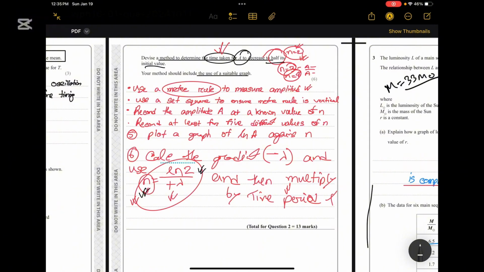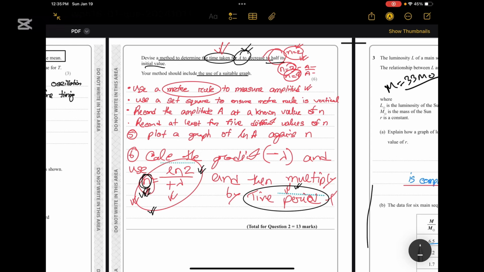And why did I multiply with the time period? If we multiply the number of oscillations by the time period, we get the total time it takes for the amplitude to decrease to half. Time period means time for one oscillation. This is the number of oscillations when A has decreased to half its initial value.